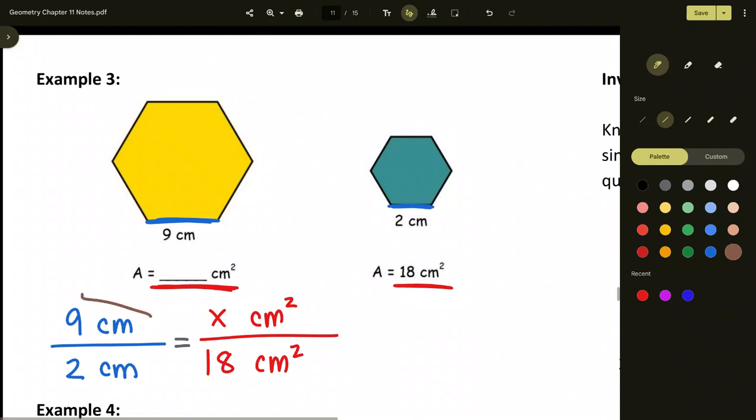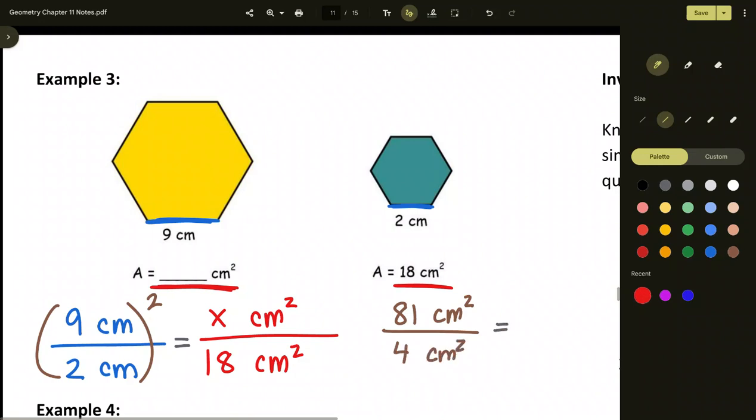Oh, wait, I can't cross multiply yet. I need to create all of these units the same. So I'm looking at missing centimeters squared. So let's square these plain centimeters. When I do that, I'm going to get 81 centimeters squared over 4 centimeters squared, which is equal to x centimeters squared over 18 centimeters squared. Now we can cross multiply.